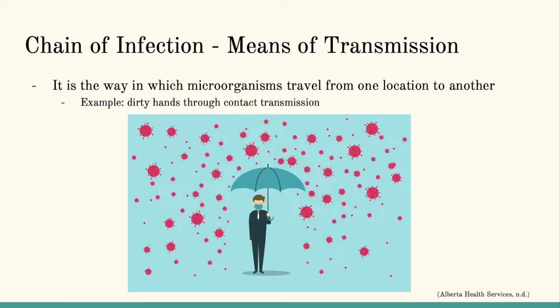The next link is that there needs to be a means of transmission. How is it going to be transmitted? How is it going to travel from that portal of exit? A sneeze would be considered a droplet transmission, I believe, and maybe if the bug's on your hand already and you touch something, that would be contact transmission. So it's the way in which microorganisms travel from one location to another. So, dirty hands through contact transmission.